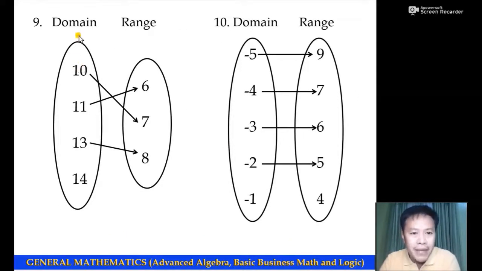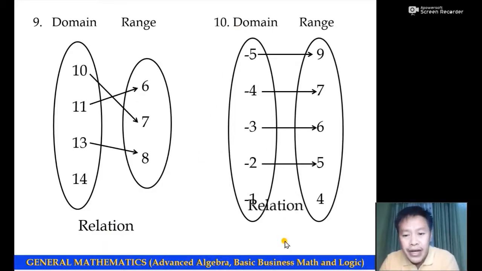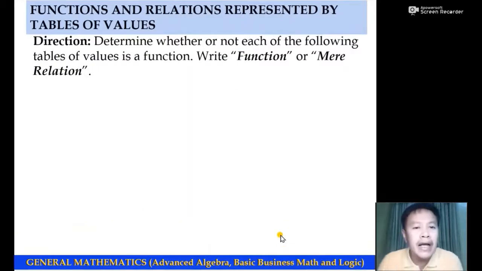There are 4 elements in the domain and one of these elements is not paired with any element in the range, and this is not a function. This is a relation. And number 10 is also a relation because you have one element in the domain which is not mapped with any element in the range. And this is a relation. We will proceed with functions and relations represented by tables of values.